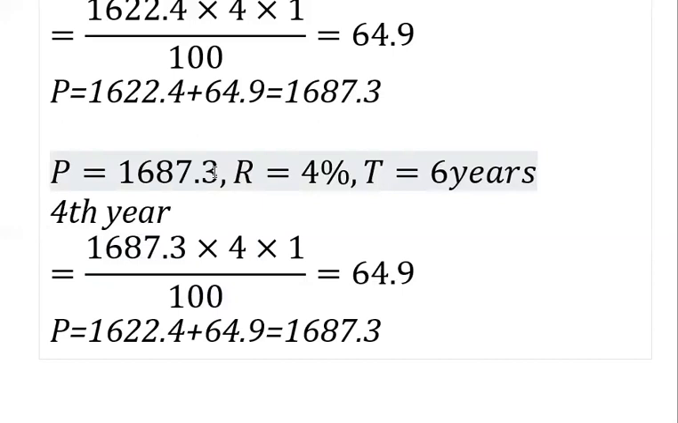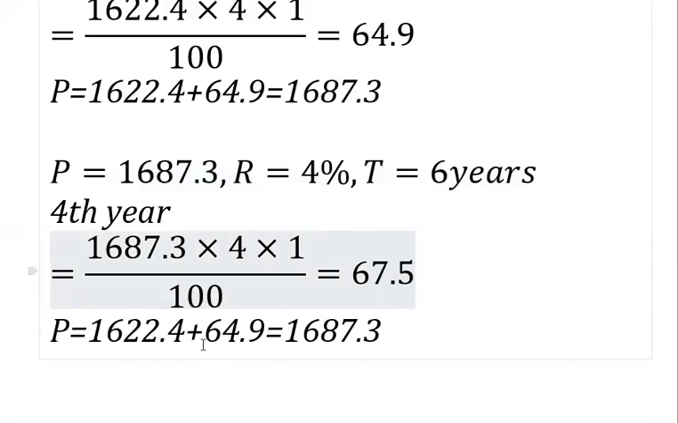You bring that to your calculator and punch 1687.3 times 4 times 1 divided by 100. What is it going to give you? 1687.3 times 4 times 1 divided by 100 gives us 67.5. Awesome.